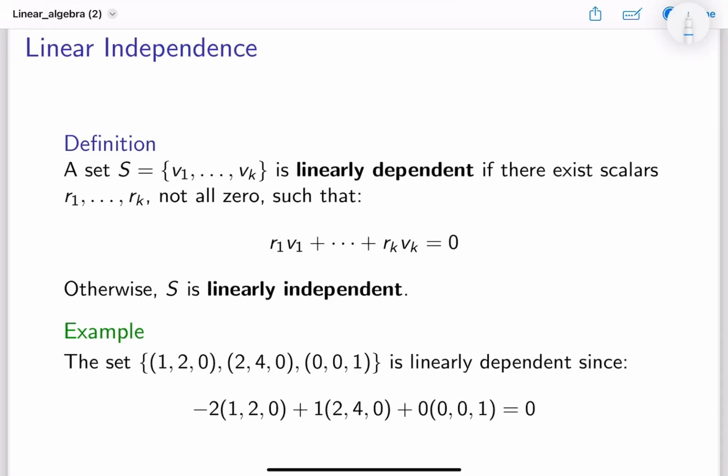Hello and welcome to a new video in a course on linear algebra. So we've recently started studying the topic of linear transformations, and in the previous video we mentioned that we need a little digression where we'll study some concepts related to sets of vectors.